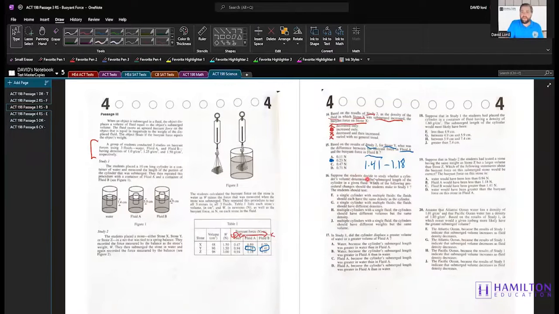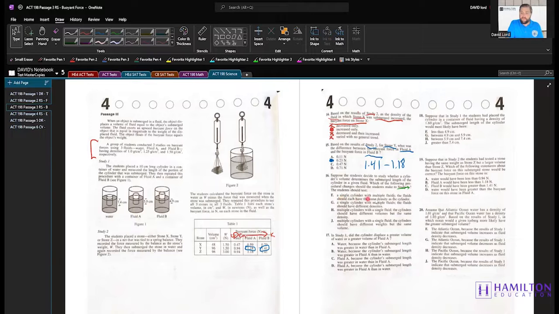Question number 16. Suppose the students decided to study whether a cylinder's volume determines the submerged length of the cylinder in a given fluid. Okay, there's a lot to process right there. Which of the following procedural changes should the students take to make in study 1? Well, study 1 is where they use the cylinders here. All right, so let's go through the choices.